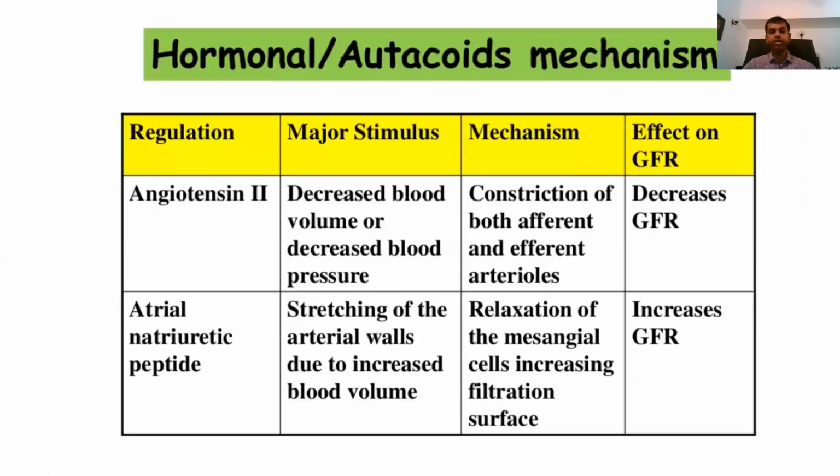Similarly, hormonal mechanisms also act like this. I'm only going to concentrate on angiotensin II first. Anything that stimulates angiotensin II secretion will cause a reduction in the glomerular filtration rate. So for example, any circumstance which reduces the general blood volume in the body, such as significant hypotension, is going to cause more and more stimulation of angiotensin II, which constricts both afferent and efferent arterioles, thereby reducing the GFR.